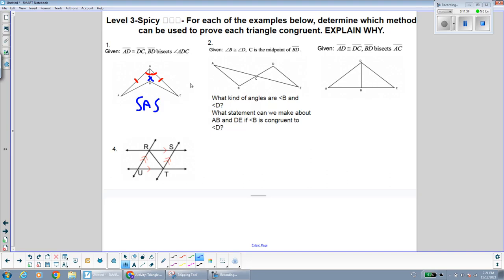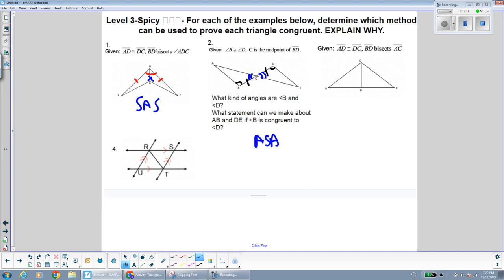Over here in number 2, we have angle B congruent to angle D. We have these alternate interior angles that are congruent. So since we have congruent alternate interior angles, if we wanted to, we could say that these lines are parallel. I don't think we're going to need it here, but just keep in mind, congruent alternate interior angles means that lines are parallel. Okay, we know that C is the midpoint of BD, and we also know that vertical angles are always congruent. So here, these triangles are congruent by ASA.